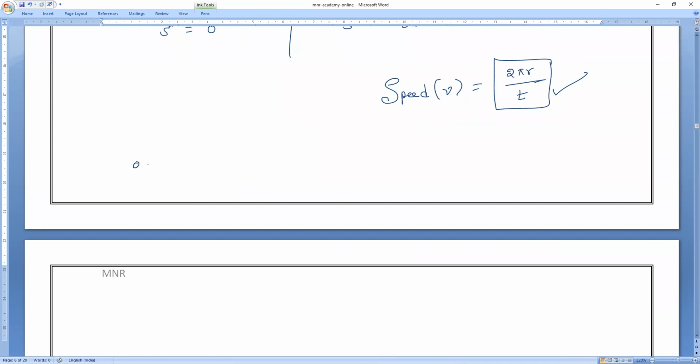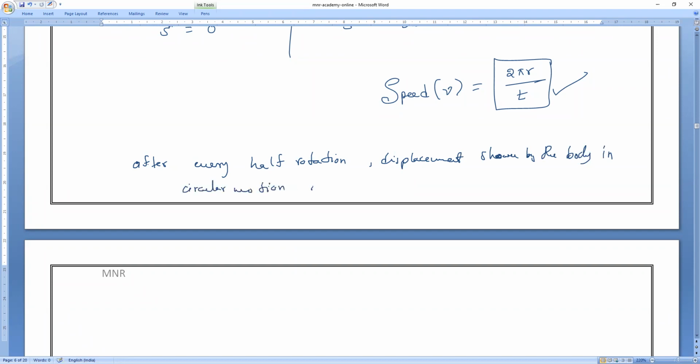Okay, so just make it, everybody. After every half rotation, the displacement shown by the body in circular motion is equal to the diameter of the path. Is it okay, guys? Yes, please.